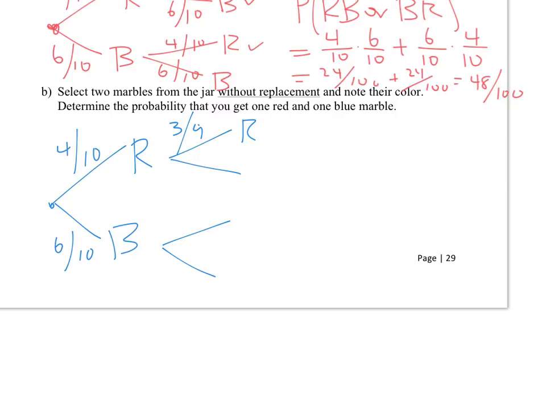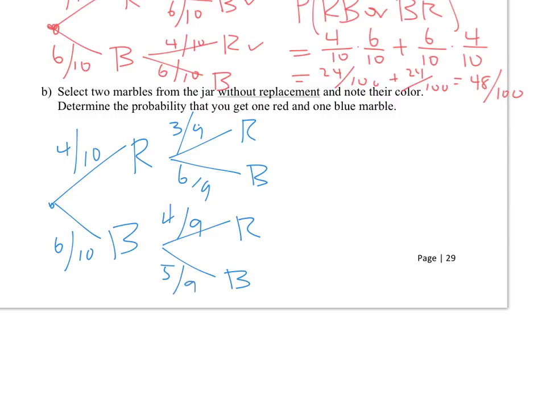Because I took a red one out, there's only 9 marbles in the jar, but 6 of them are still blue. And then down here with the reds and blues, if we took a blue marble out of the jar, we have 5 that are still blue out of the 9 remaining. Sorry, we have 6. Nope, my bad. We have 4 out of 9 that are red, while we have only 5 out of 9 that are blue.